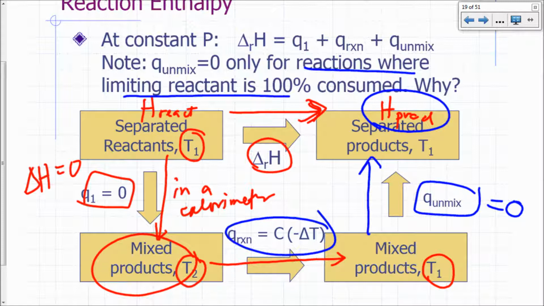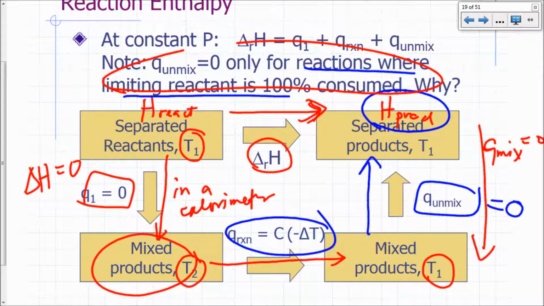Why is that? Well, imagine the reverse of this process. Instead of unmixing the products, imagine the process where you're mixing the products. If the reaction goes all the way, what happens if you mix the products? Nothing, right? So delta H for the mixing would be 0, so Q for the unmixing would be equal to 0. But that's only true if the reaction goes all the way. In other words, if the reaction goes all the way to the product side, the likelihood of products reacting to give you back your reactants is very low. So the delta H for the unmixing, for the reverse process, is going to be 0.